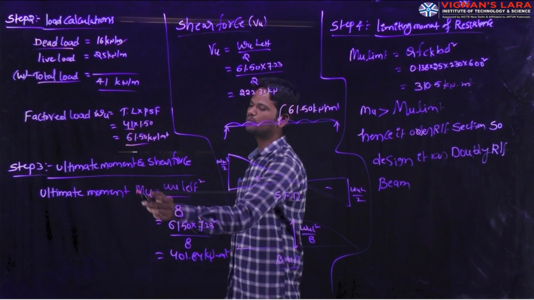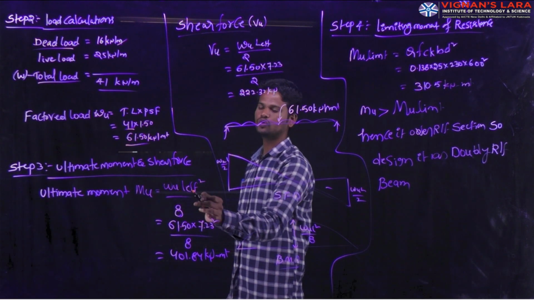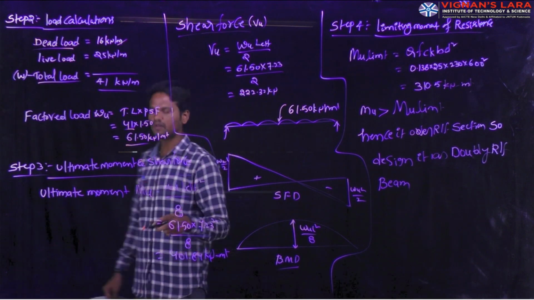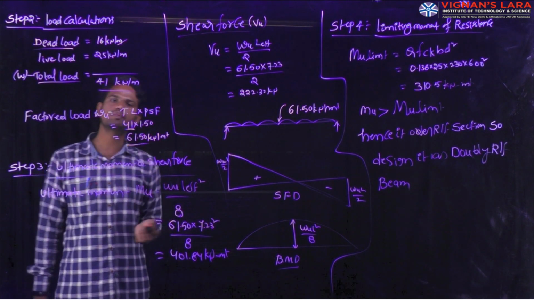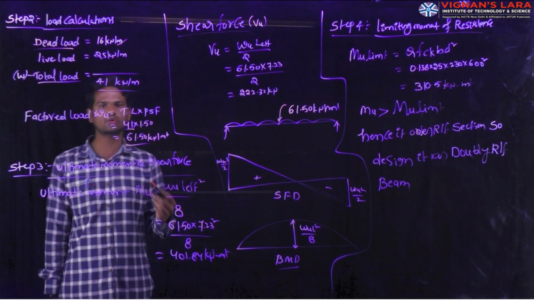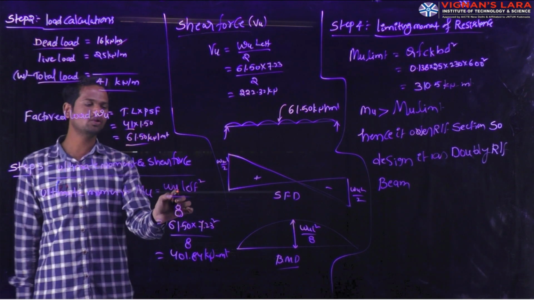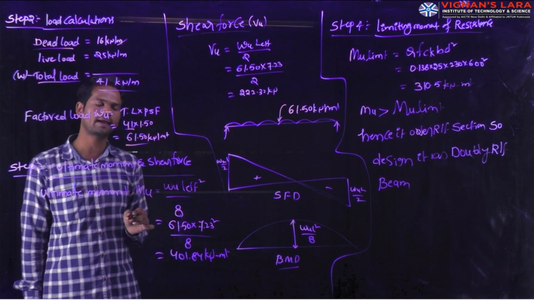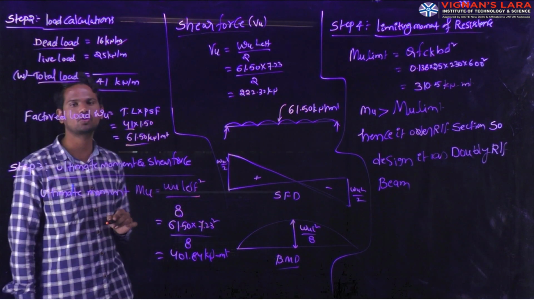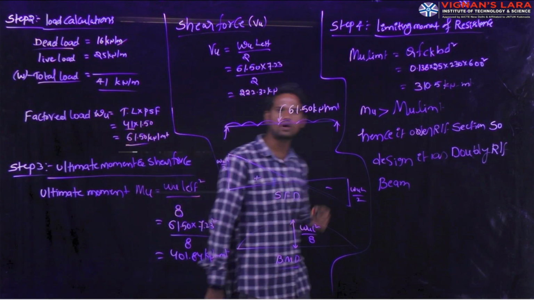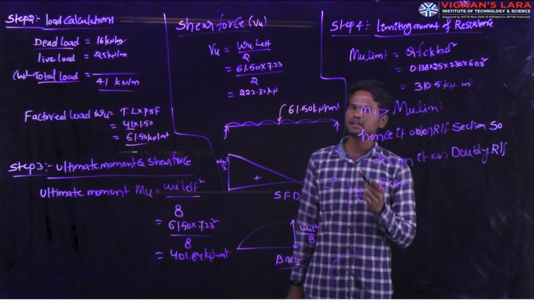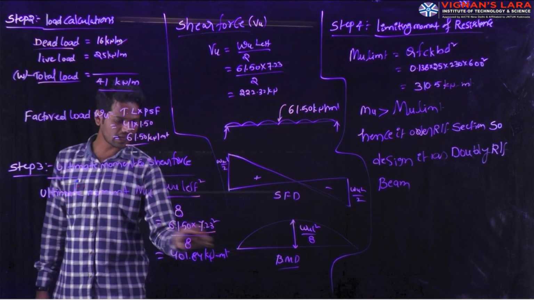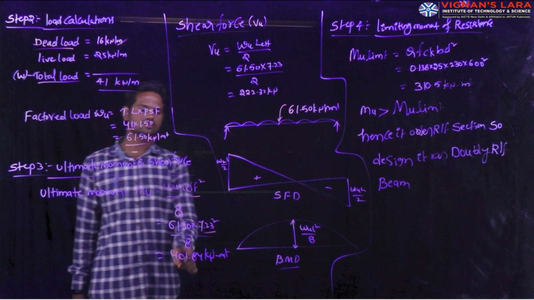That ultimate moment Mu equals Wu into L effective square divided by 8. For a uniformly distributed load, the moment formula is nothing but Wu into L square divided by 8, where Wu is the load acting on the beam due to the combination of dead load and live load. L effective we calculated in step 1, that is the effective span of the beam, clear span plus distance between the supports. That value we calculated as 7.230 meters, divided by 8.